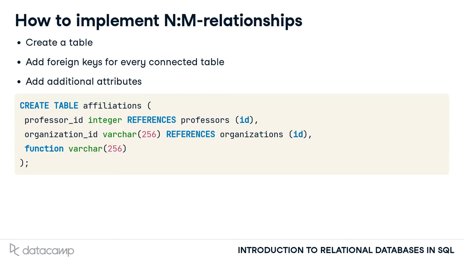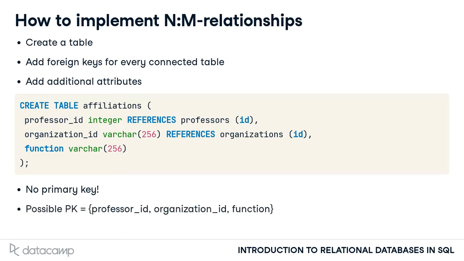One last thing. Notice that no primary key is defined here, because a professor can theoretically have multiple functions in one organization. One could define the combination of all 3 attributes as the primary key in order to have some form of unique constraint in that table, but that would be a bit over the top.